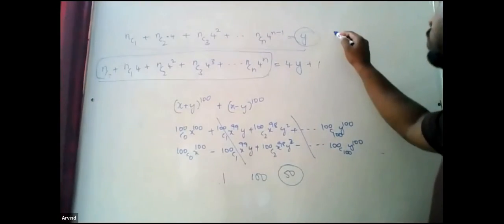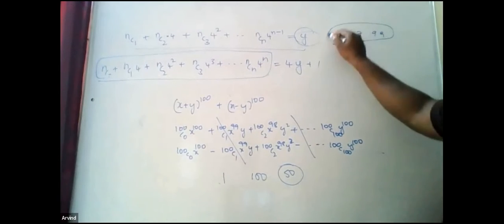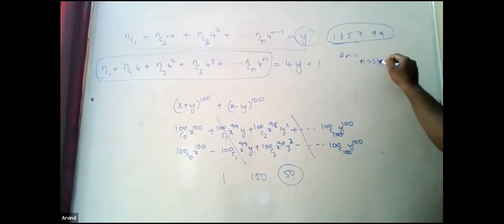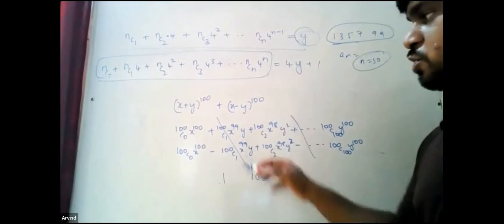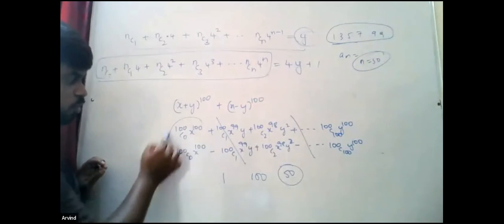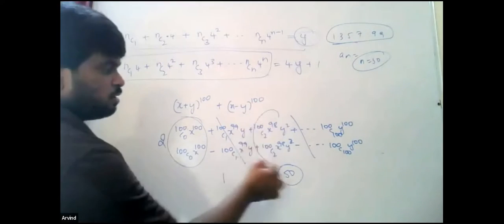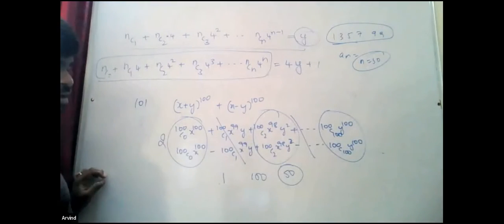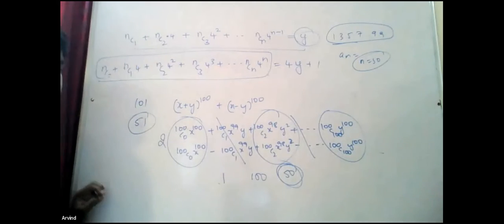If you are not sure, you can use the AP formula: 1, 3, 5, 7 up to 99 are the odd numbers. Calculate the number of terms using the nth term formula and you get n as 50. So totally 50 terms cancel, and all the other terms are 2 times the same thing. Total terms are 101, and 50 are gone, so 51 terms remain.